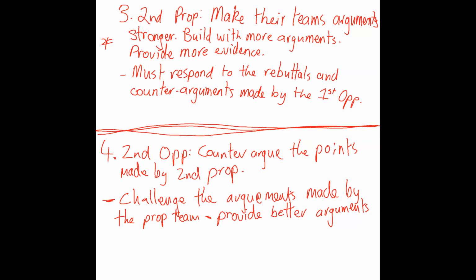And finally, the second opposition speaker needs to continue the team line. So they need to make sure that they keep arguing the same points or arguing along the same line as their teammates to just keep making their arguments stronger and stronger and stronger. So now we see how the second proposition and opposition speakers work.